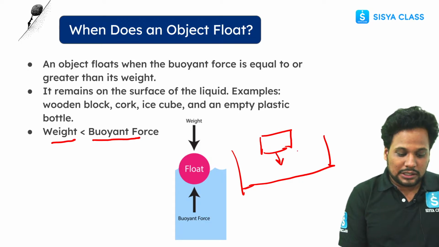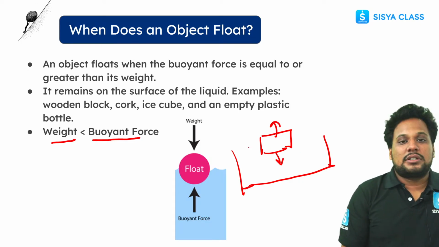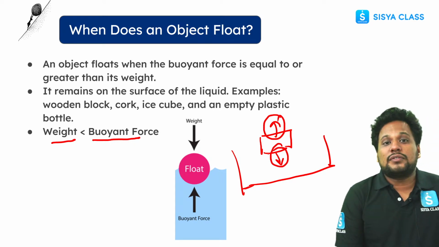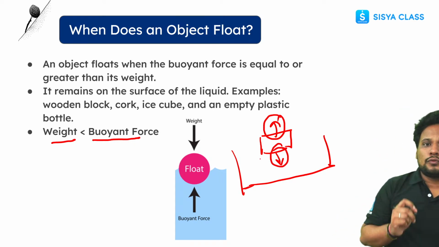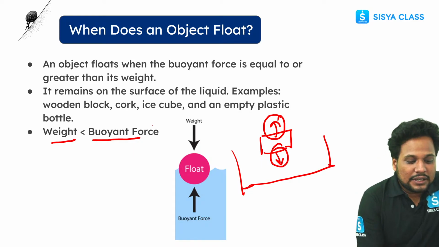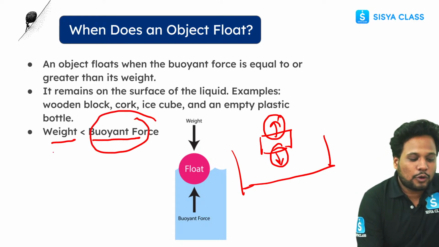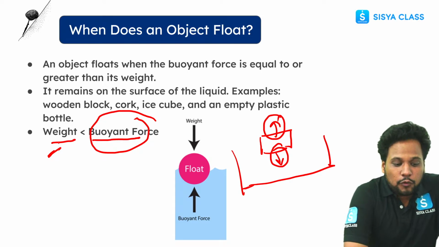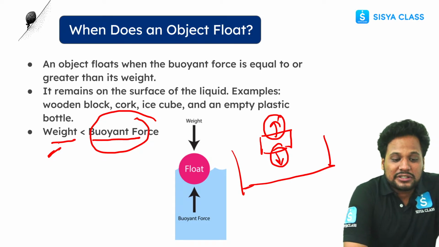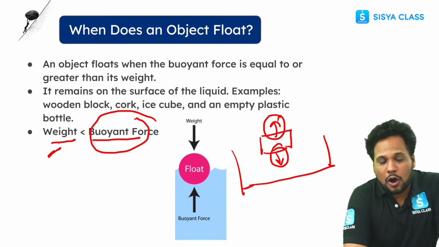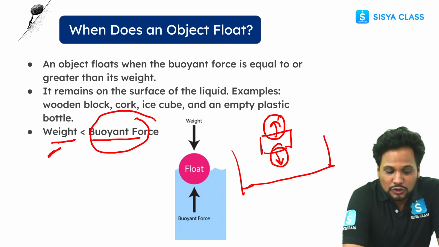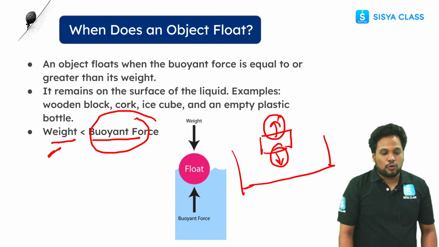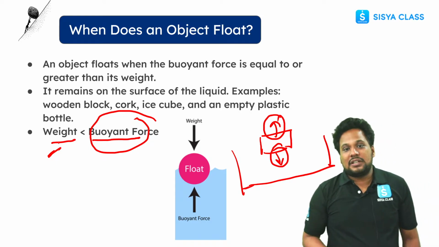Let's suppose you are taking an object into a liquid, and the gravitational force is pulling it downwards, and the buoyant force is pulling it upwards. Now if this upward force is greater than the downward force, for sure the object is going to float. So an object floats when the buoyant force is equal to or greater than its weight, and it remains on the surface of the liquid, for example a wooden block, cork, ice cube, and even an empty plastic bottle.